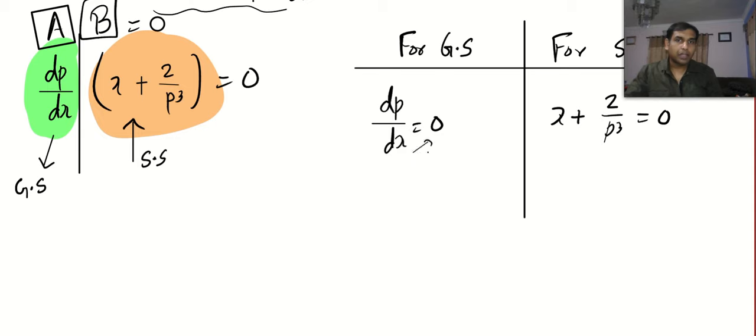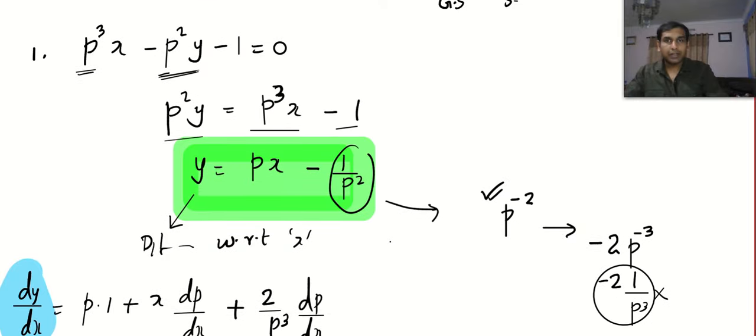Now cross multiply, you'll get dp equal to 0. Integrating, we'll get p is a constant. Therefore, how do you write the solution? You go back. I forgot to keep equation number 1. You can put it here or you can put it here.